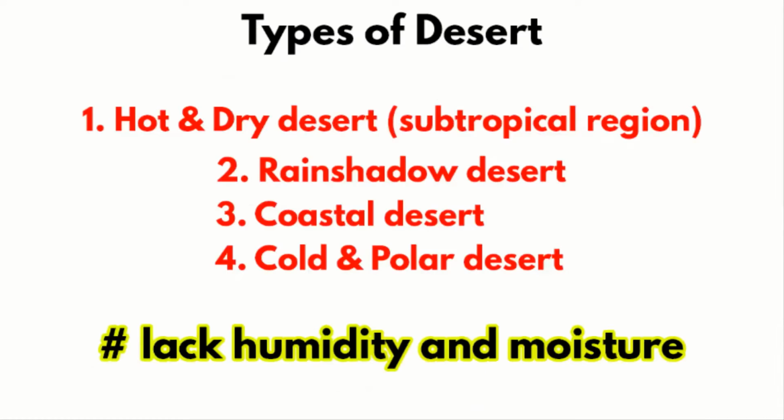So the important point that you have to remember is that all these different types of deserts have one thing in common. They lack humidity and moisture. When there is less humidity or moisture, that's when there is a shortage of rain. A desert is an area that receives very little precipitation.